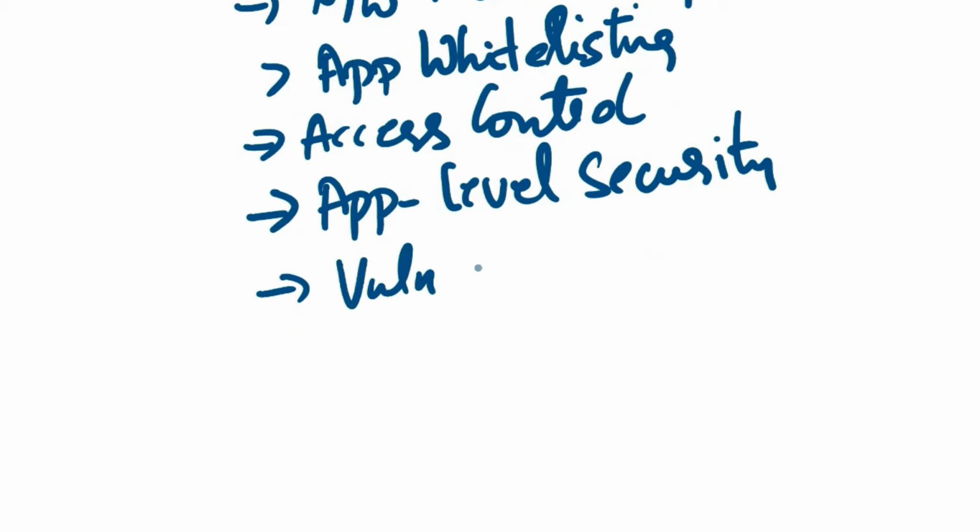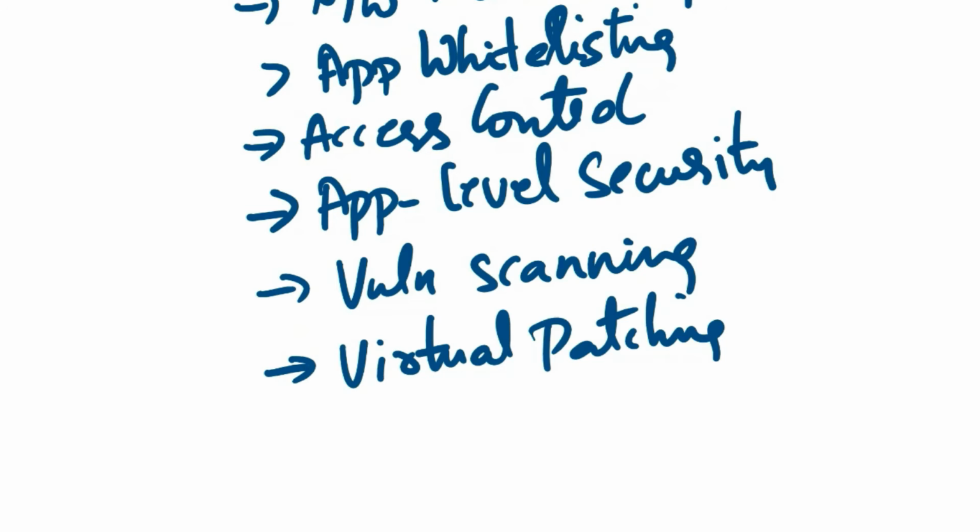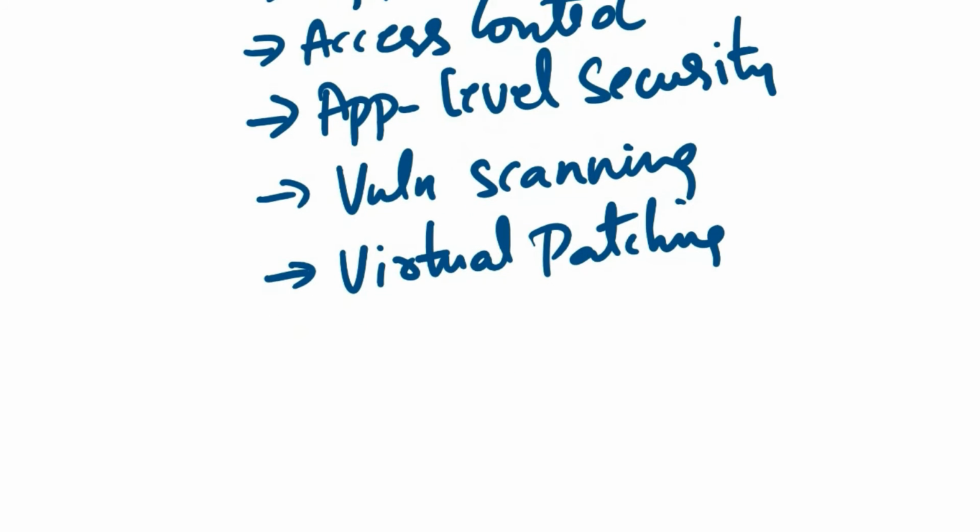Next, vulnerability scanning. Regularly scan the legacy systems for vulnerabilities using specialized tools designed for legacy environments. While you might not receive vendor patches, these scans can help identify vulnerabilities and potential mitigations. Next, virtual patching. Implement virtual patching or network level security controls to block known attack vectors or exploit attempts targeting vulnerabilities in legacy systems. This can act as a temporary mitigation strategy.